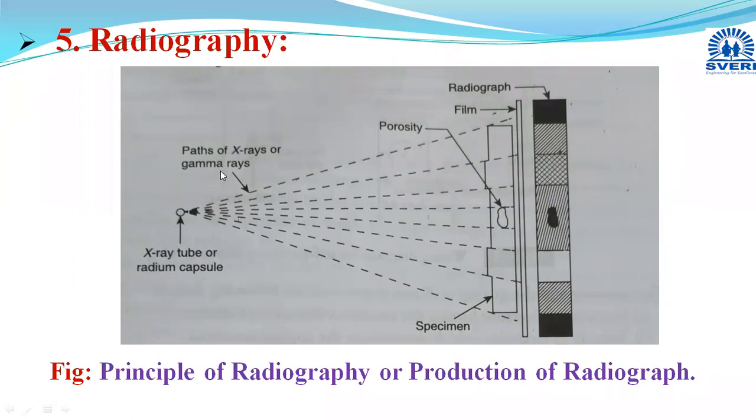Gamma rays are obtained from different radioactive elements like radium or cobalt 60. X-rays are obtained from X-ray tubes or some radium capsules. These are allowed to pass through that material. The ability of the rays to pass through the material will differ depending on their wavelength. The shorter the wavelength, the more its passing, or penetrating, ability.